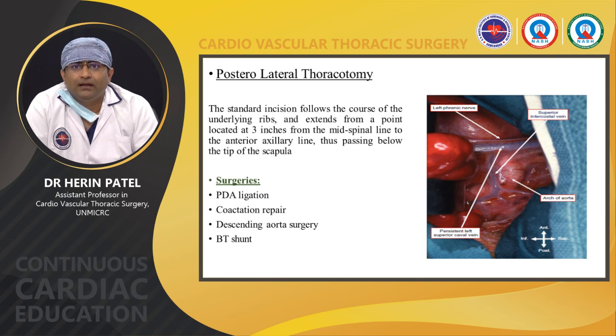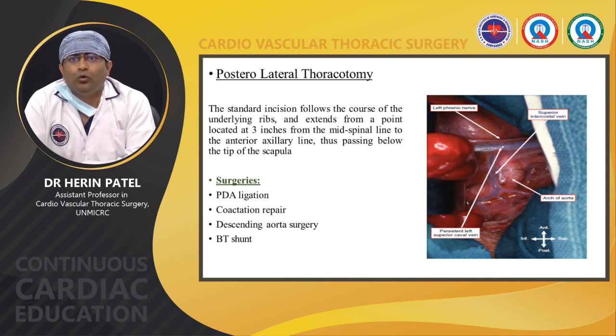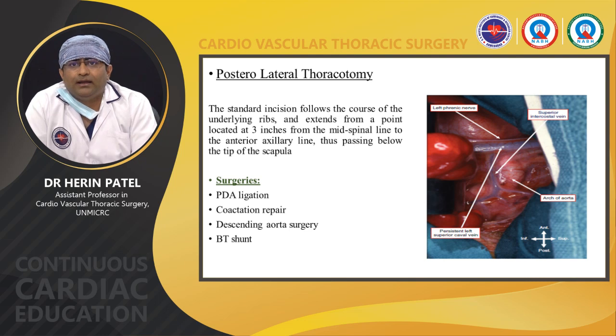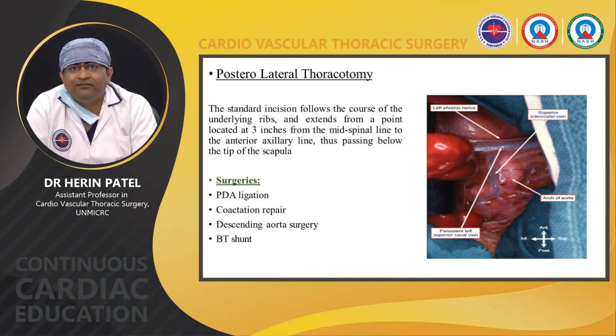This is the view seen from the posterolateral thoracotomy. Here I would like to show you the nerves which run over the aorta and the pulmonary trunk. This is the left phrenic nerve, which runs just behind the pulmonary trunk and over the arch of the aorta, and here comes the left recurrent laryngeal nerve, which encompasses the ductal tissue and ascends superiorly.